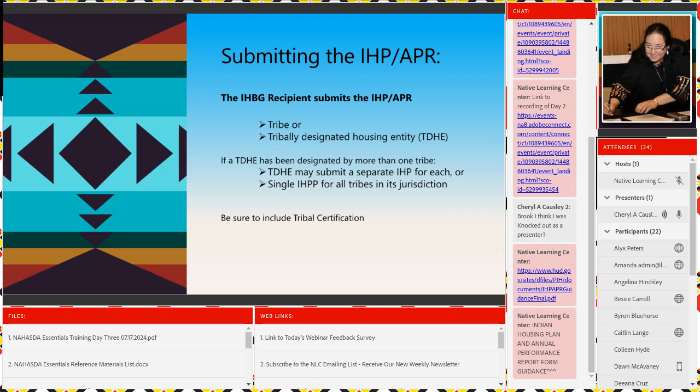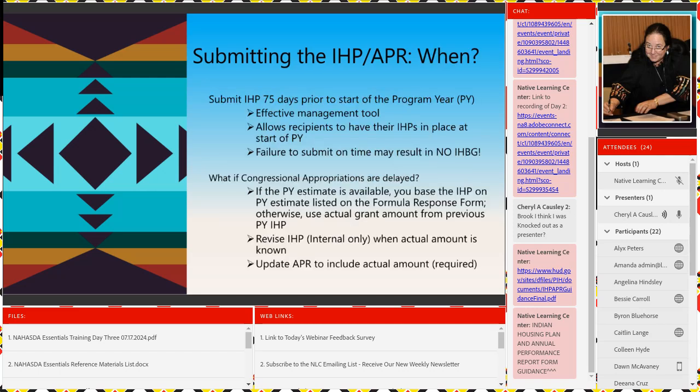So if the TDHE has been designated by more than one tribe, they can submit a separate IHP for each one of them, or a single IHP for all the tribes within their jurisdictions. You got to make sure that you have the tribal certifications with them if that's the case. So when do you do it? 75 days, the IHP, prior to the start of your program year. It's supposed to be an effective management tool that allows you to have it in place at the start of your program year. If you don't get it in, you can lose your money.